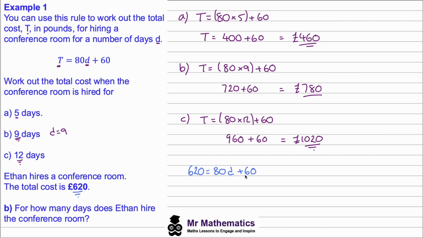So the way we can do this is we can make D the subject. That means we need to write D on its own. So we can take away the 60 from both sides. And then 60 take away itself will make 0. And 620 take away 60 will give us 560. And this is equal to the 80D. Then we'll divide both sides by the 80. And 560 divided by the 80 will give us a total of 7 days. Okay? So how did you get on with that? Let's try example 2.